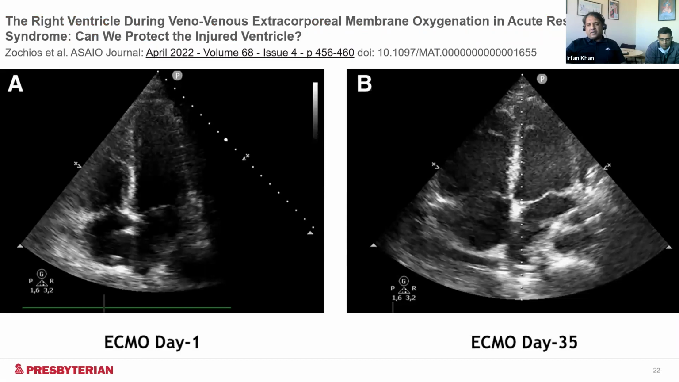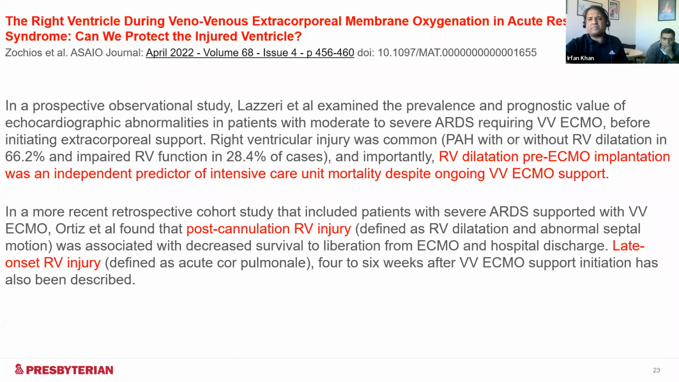As you can see in this slide, on ECMO day 1, the RV looks quite happy. And later on, ECMO day 35, you can see the dilated RV with the septal flattening. This is a sign that the RV is not happy. It's under a lot of stress. This is something that we see at the bedside all the time. And then the question is, what can we do to make it happier?